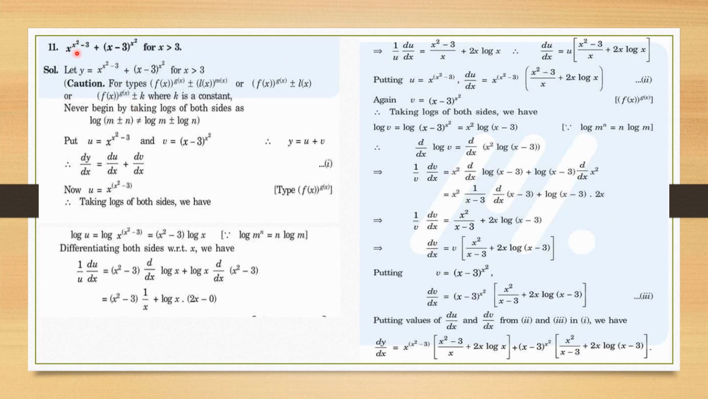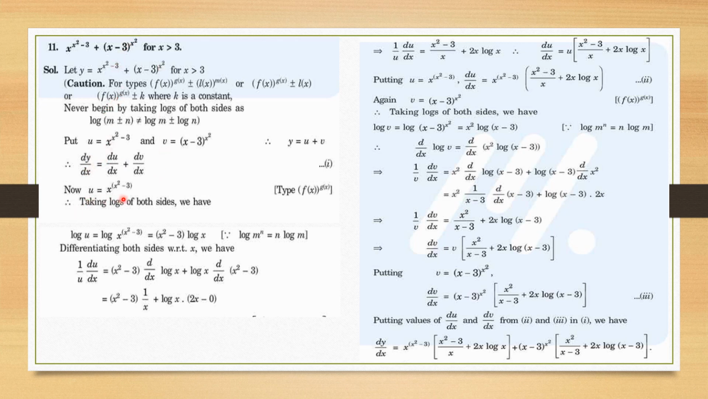Number 11 is x raised to power x square minus 3 plus x minus 3 raised to power x square, for x greater than 3. So again, you know that it is a function raised to power function, but I cannot take the log directly as it is the sum of two terms. So I separate it, take this as u and this as v, as we used to do in logarithmic differentiation. Okay, and dy by dx will be du by dx plus dv by dx.